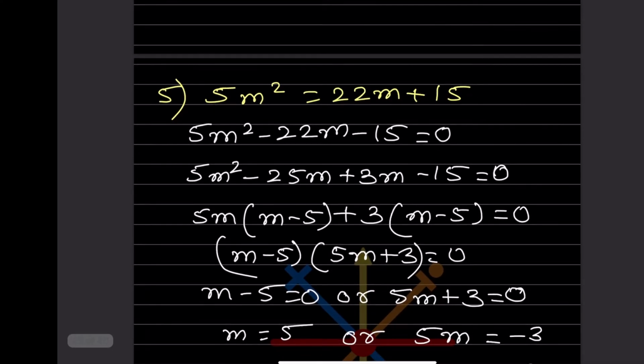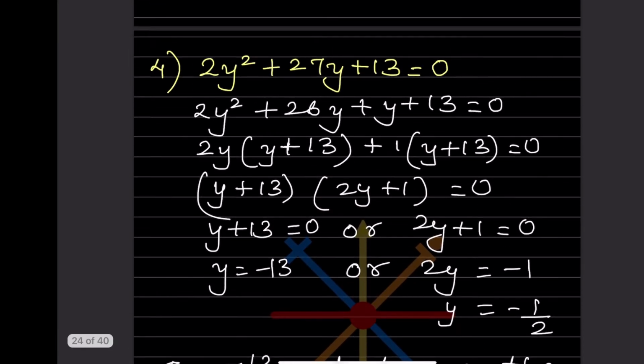Now look at here, this is 5m square is 22m plus 15. So first thing we have to rearrange and bring it into the form of, because you know the general form of the quadratic equation, what is that? ax square plus bx plus c is equal to 0. You have seen here, right? So this is ax square plus bx plus c, c is constant without any variable, is equal to 0.